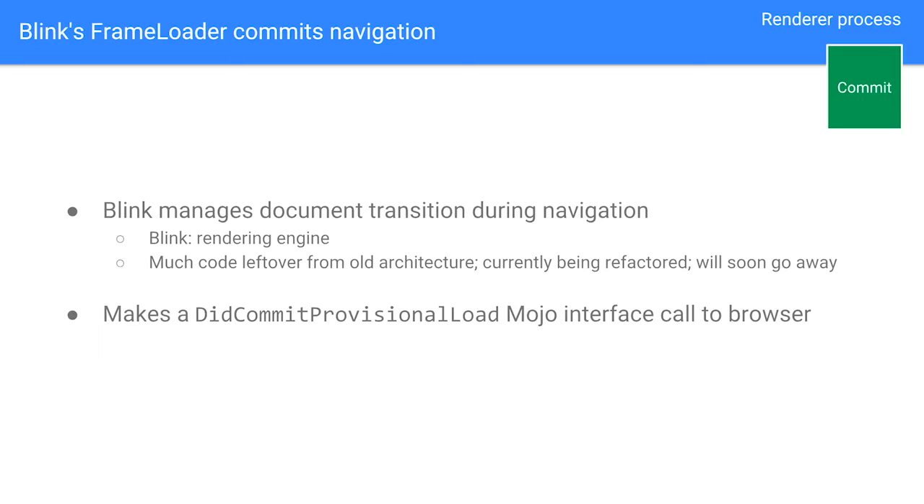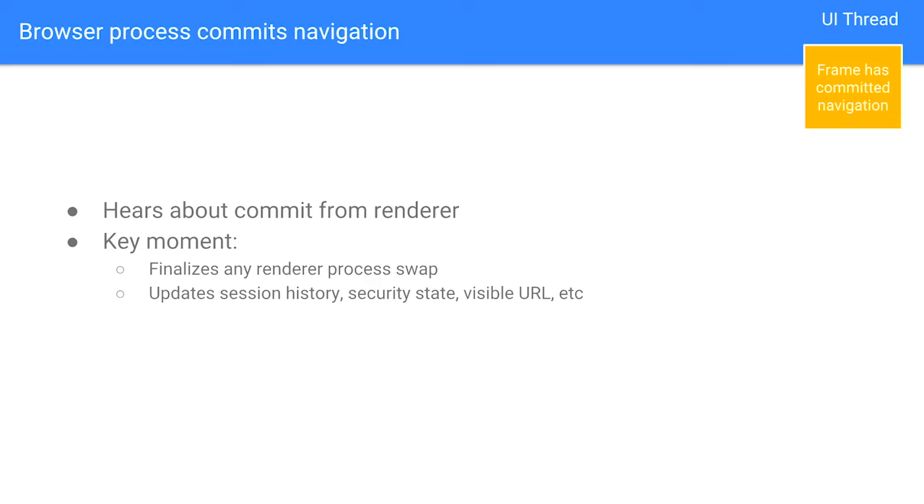So when the renderer has read and committed the navigation, it's created its new document object, its new document loader. It goes ahead and sends back to the browser process a DidCommitProvisionalLoad. And now it is actually Mojo interface code. It's no longer an IPC. So when that comes up to the browser process, it comes to the UI thread.